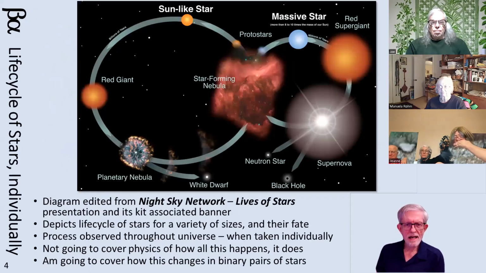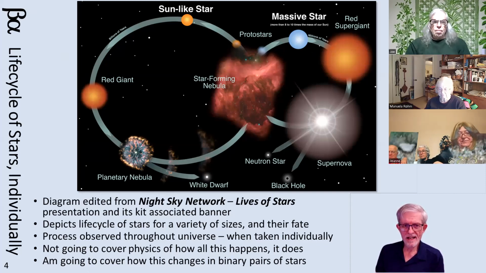So this is a picture that I took from NASA JPL Night Sky Network. It shows the life cycle of stars, and you can see how, sort of top left of center, is our sun, a sun-like star, and it cycles around to the left, becomes a red giant, and then a planetary nebula, and then a white dwarf. And if you have a big blue star, it will become a red supergiant.